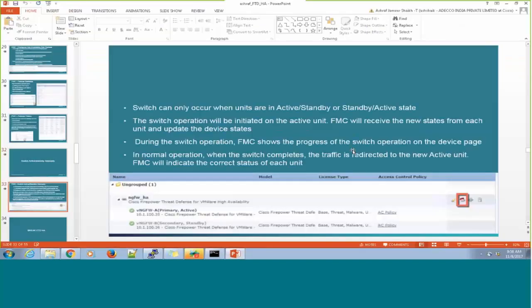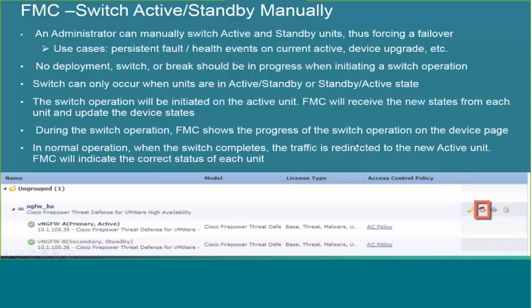So in cases wherein you want to upgrade the firewalls and so on, you can switch roles and perform an upgrade. Also in cases wherein the deployment is not going through or certain traffic is not working through a particular device, you can switch roles and see if the other unit is successfully passing that traffic. So those are certain use cases wherein you'd do a failover and see what is happening.